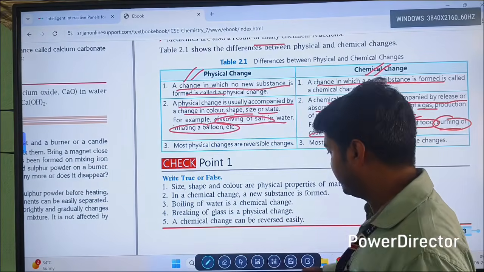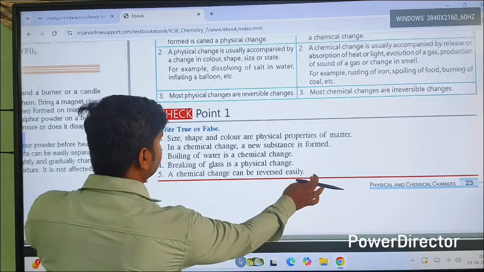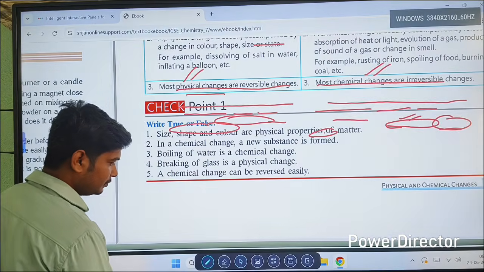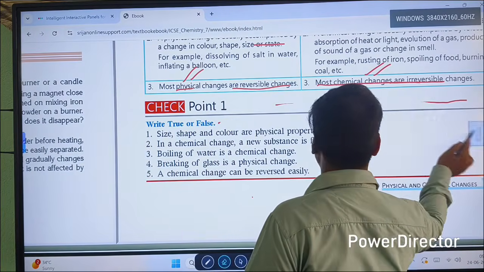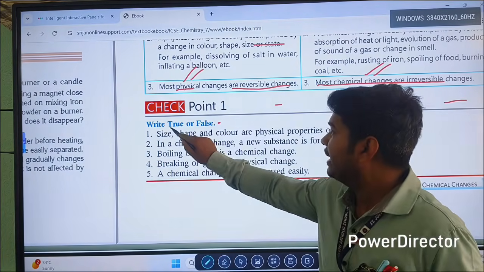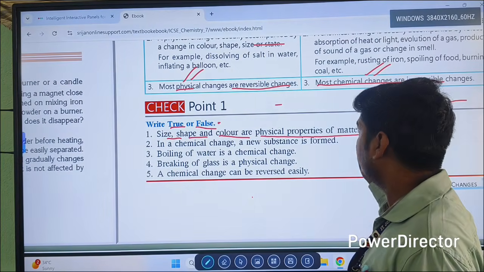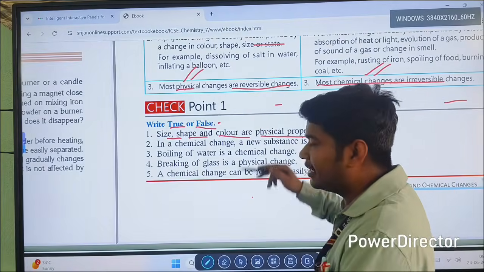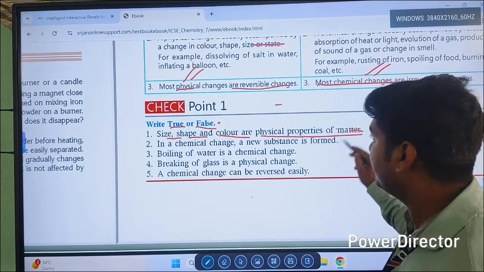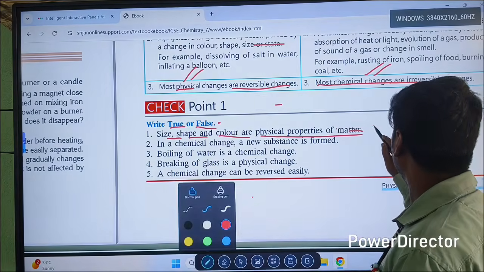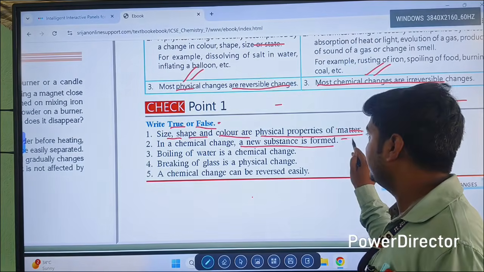Let's solve this question. Here you can see number 1. Write true or false. Okay, shape, size and color are physical properties of matter. We have already discussed that shape, size and color are related with which change? Physical change. So that is the property of matter. Of course, this is the property of matter. That is true. In a chemical change, new substance is formed. Yes, that is also true.